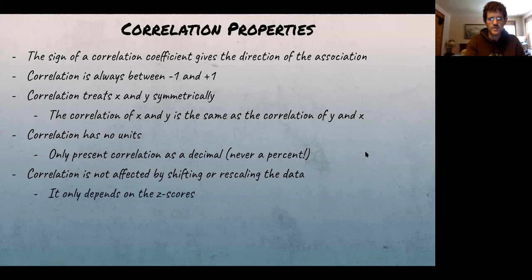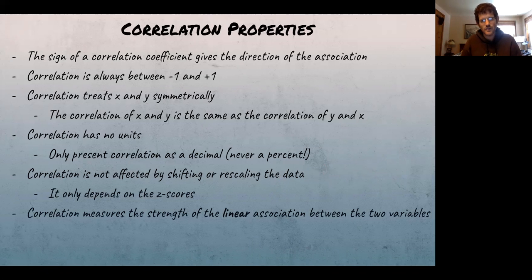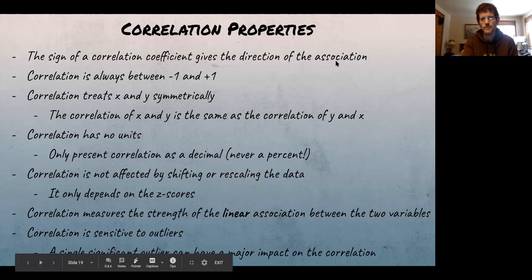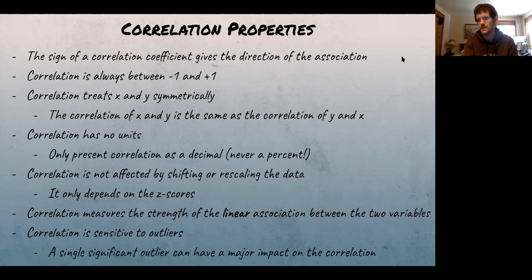It only depends on the z-scores, and the z-scores stay constant. Correlation measures the strength of a linear association between two variables, and correlation is sensitive to outliers, so you'll see that change. In fact, that's going to be something we come back to. I keep saying in chapter 9, but there we go. A significant outlier can have a major impact on the correlation. So this is essentially just ripped straight from the textbook. I could look up the page number. I don't have it available right now, but it's really important that you know these properties or have them available.